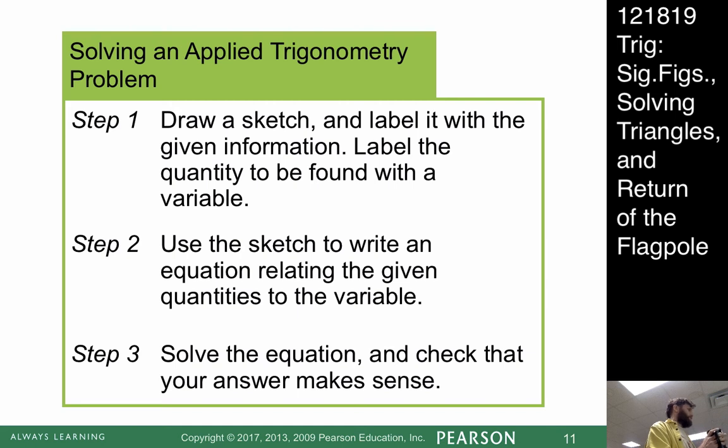So this is their guidelines for solving an applied trig problem. Step 1, draw a sketch. Because this stuff is hard enough as it is. Just draw a sketch first to keep your brain from melting, right? It's hard to keep it in your head. Always sketch it out. Label everything. Put all the information that you need on the side.